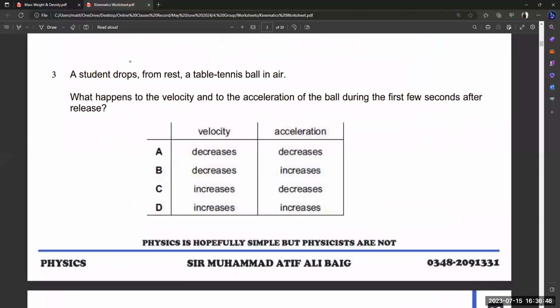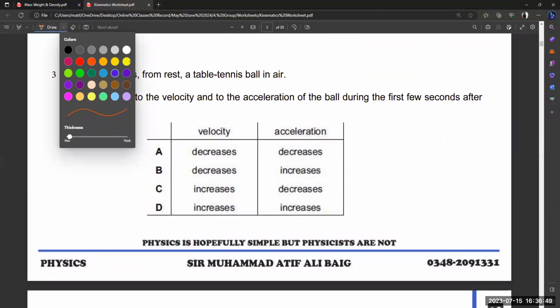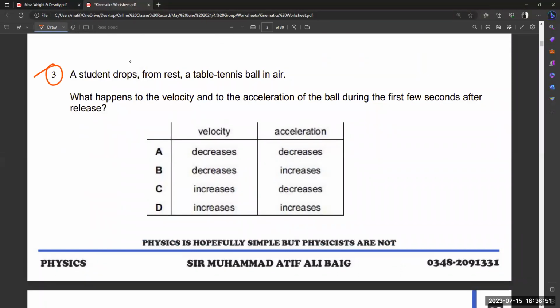Okay, question number 3 is for free fall motion. A student drops from rest a table tennis ball in air. What happens to the velocity and to the acceleration of the ball during the first few seconds after release?